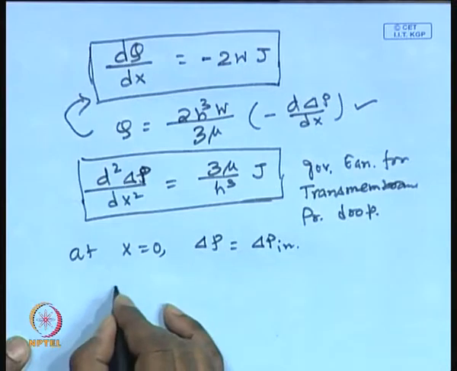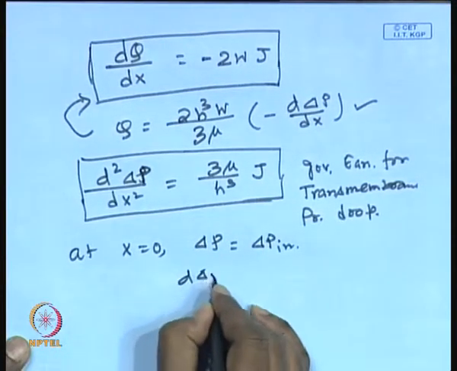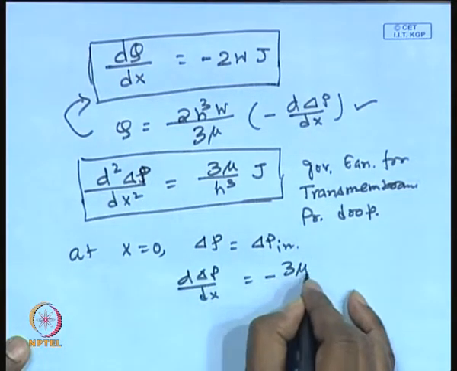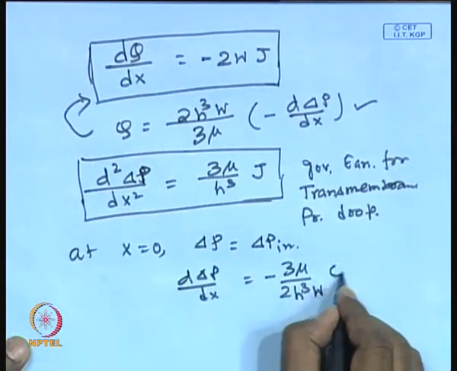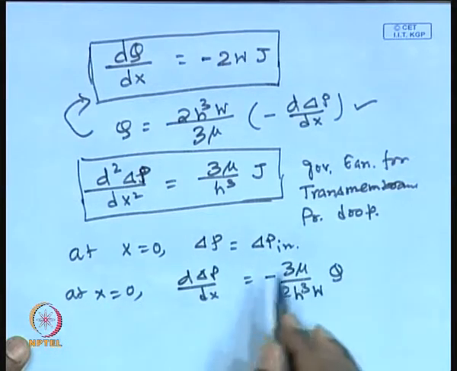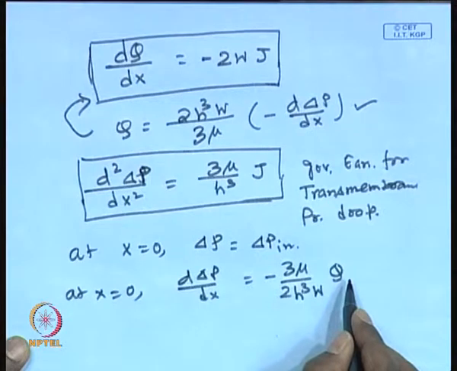But you require one more boundary condition. One more boundary condition must come from x is equal to 0. So, what is that boundary condition? That will be obtained from this definition. If you rearrange this equation, you will get d delta p dx is nothing but minus 3 mu divided by 2 h cube w times q. And at x is equal to 0, the Q on the right hand side will be nothing but Q in.